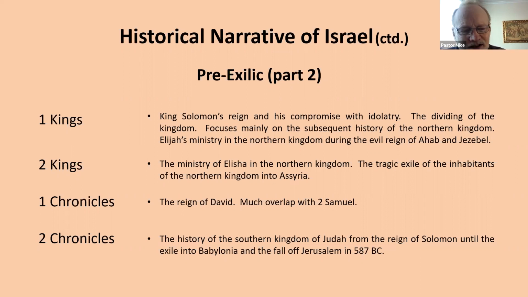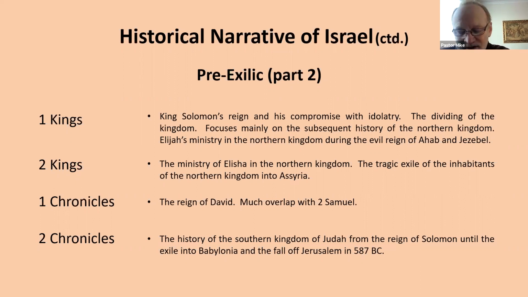Then we come to the books of 1 and 2 Chronicles, and 1 and 2 Chronicles basically take you through the same period of history, but they see it from the viewpoint of the southern kingdom rather than the northern kingdom. So 1 and 2 Kings deal with the northern kingdom, but 1 and 2 Chronicles deal with the southern kingdom. So in 1 Chronicles, again, it goes back to the reign of David, and it's very similar in content to the book of 2 Samuel, which described David's reign. And then after David died, you get the history of the southern kingdom of Judah from the reign of his son Solomon until their eventual exile into Babylonia and the fall of Jerusalem in 607 to 587 BC.